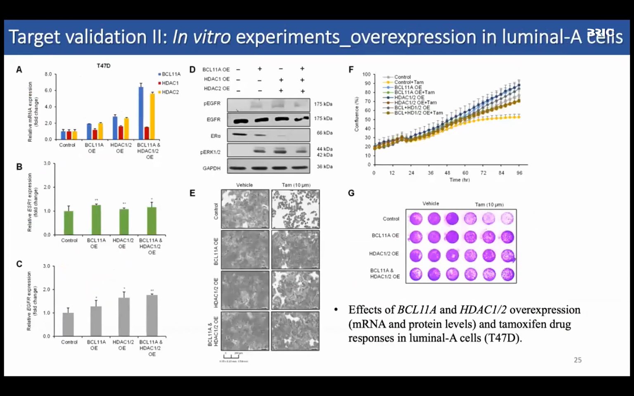So we overexpress BCL11A and HDAC1 and 2 in luminal A cells, and observe the results. And we can see that ER alpha expression, as expected, decreased, whereas the activity of EGFR and ERK increased after overexpressing these genes in luminal A cells, and the cells became resistant to the drug, whereas the control luminal A cells were very sensitive to the drug, as shown here.